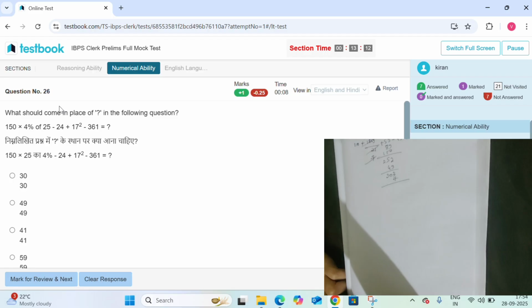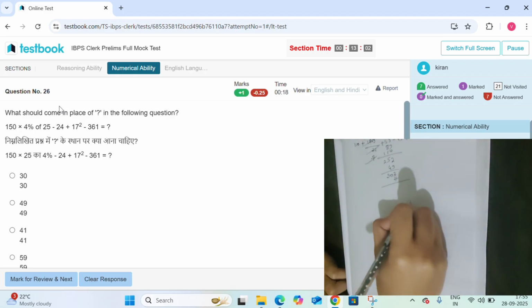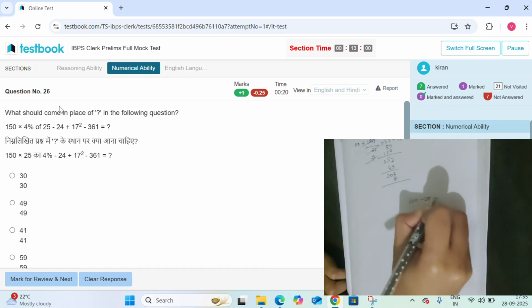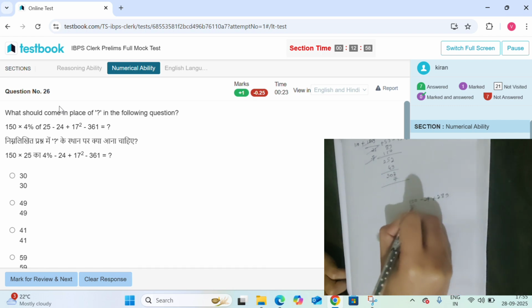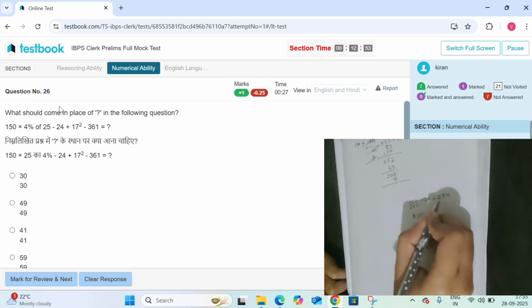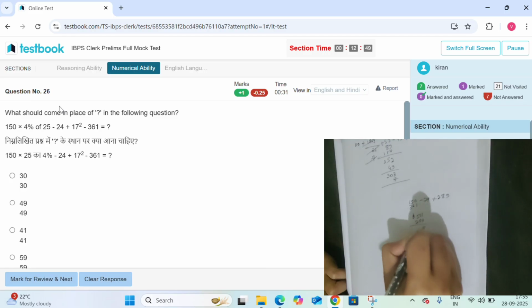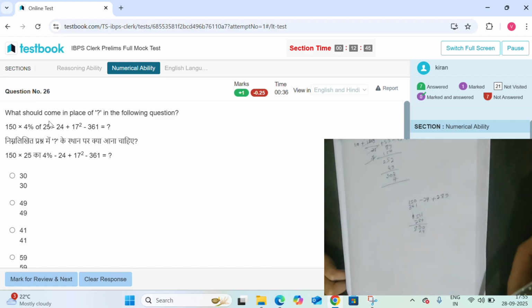4% of 25, that is 1. 4 into 25 is 100, divided by 101, that is 150. 150 minus 24 plus 289 and 361, that is 4511. Correct, 29 plus 289, that is 10, 9, 10 and 7, 8, 8, 24, that means 760.